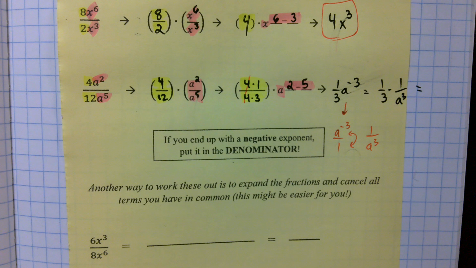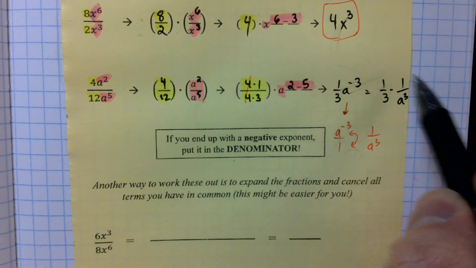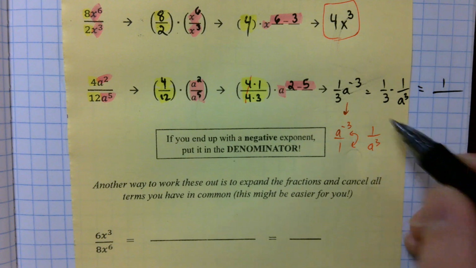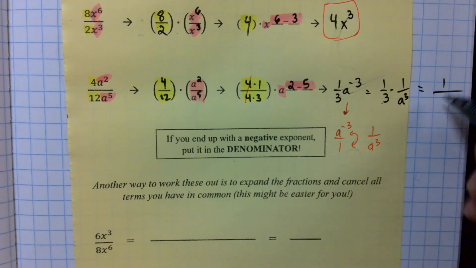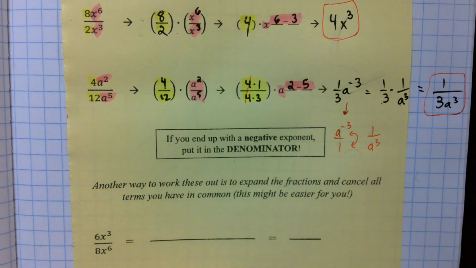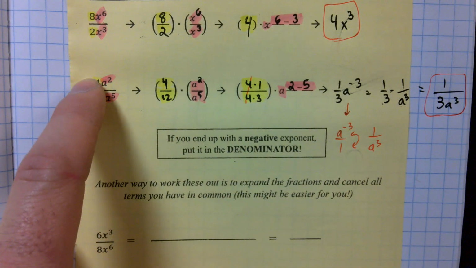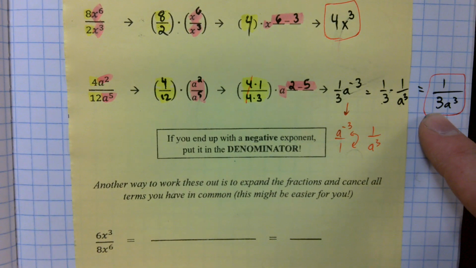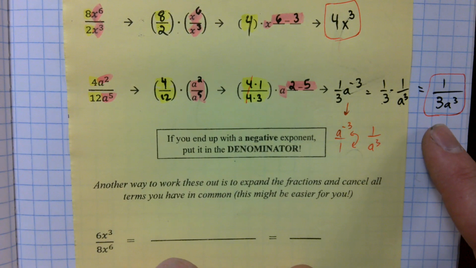What's my numerator going to be if I do 1 times 1? Well, what's 1 times 1? 1. And what's 3 times a to the third? 3a to the third. So notice how I had a smaller coefficient and a smaller power on the top, and my answer is still a fraction. Okay?